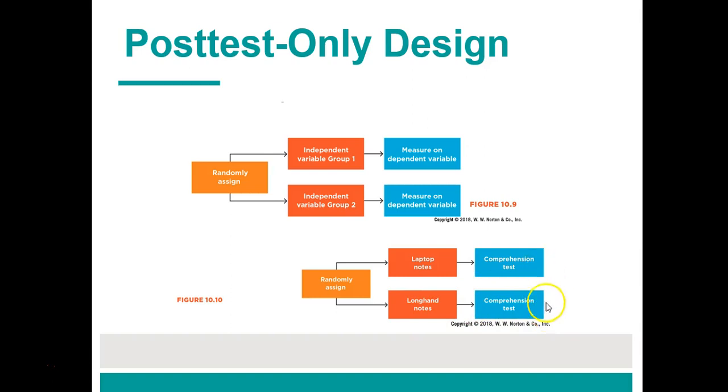These are different people in both groups, but because we randomly assign them, we kind of assume that they're equal on all the things that would be important, probably on IQ and GPA and motivation and all of that. And if we see a difference, maybe people who take written longhand notes did better on the comprehension test than those who took laptop notes, we could say that type of notes causes a change in comprehension test scores.